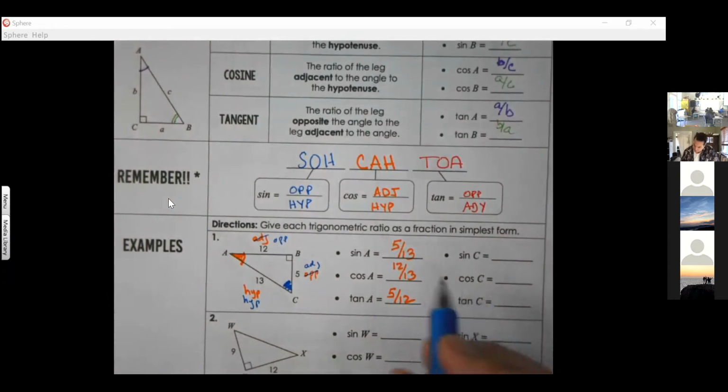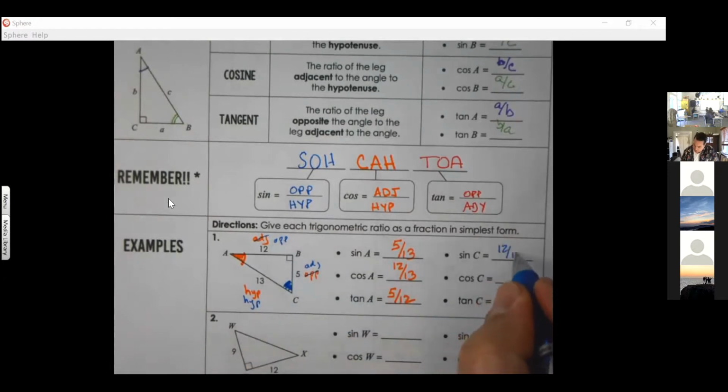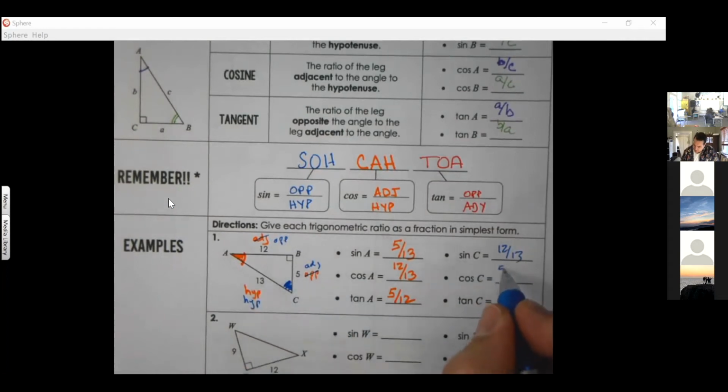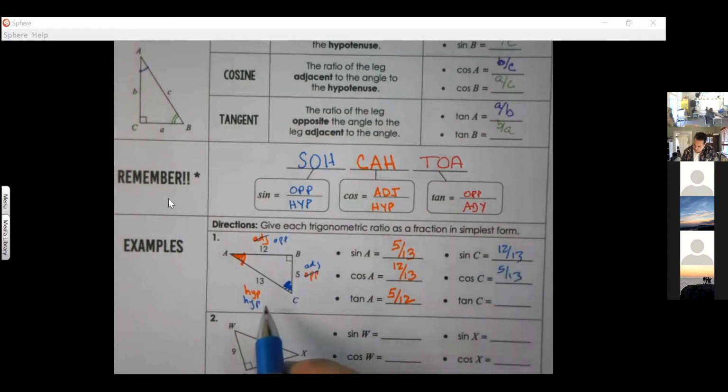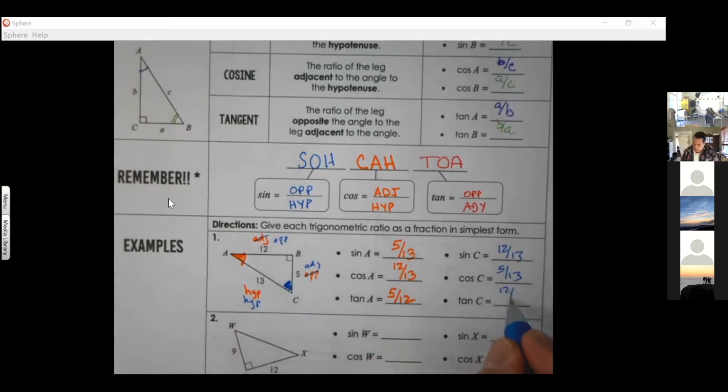Okay, let's take a look. Sine of C, that's opposite over hypotenuse, so that would be 12 over 13. Cosine of C is the adjacent over the hypotenuse, that would be 5 over 13. And tangent of C would be the opposite over the adjacent, so that would be 12 over 5.